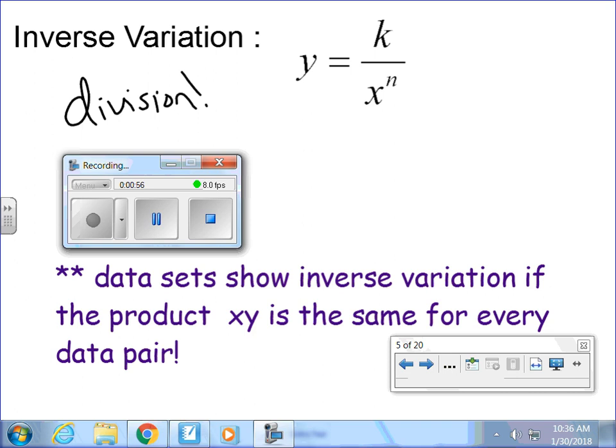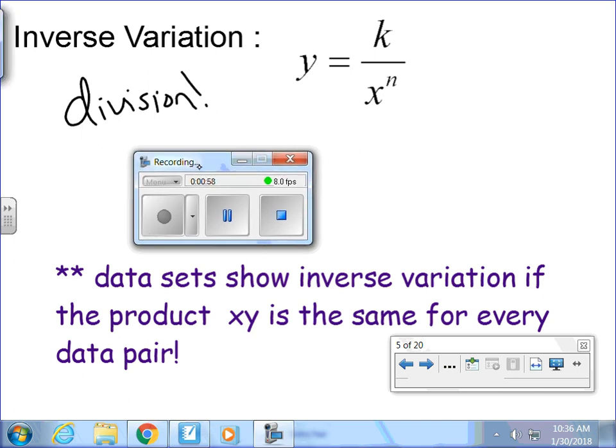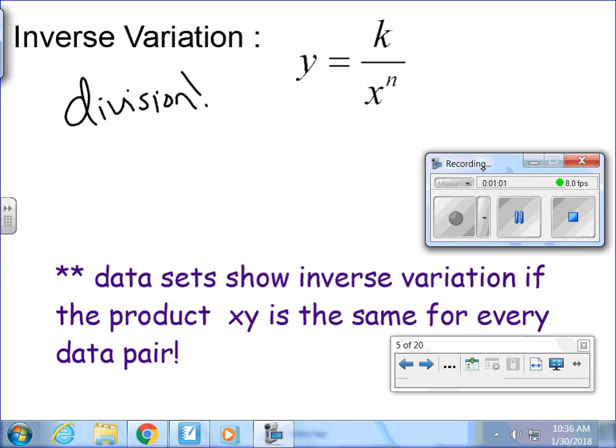This is kind of cool here. People are like, should I write it down or not? I would probably write it down. Data sets show inverse variation if the product x times y is the same for every data pair.